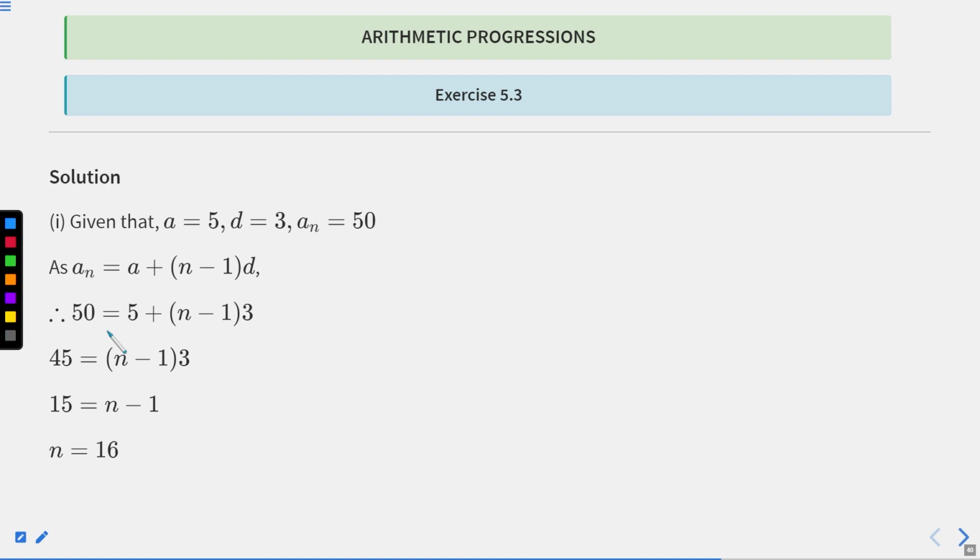So An is equal to A plus n minus 1 times D, and therefore 50 is equal to 5 plus n minus 1 times 3, and it implies 45 is equal to n minus 1 times 3, and it implies 15 is equal to n minus 1, it implies n is equal to 16.